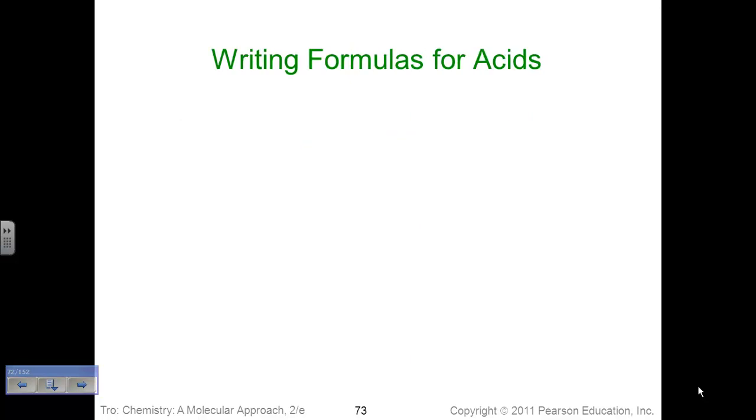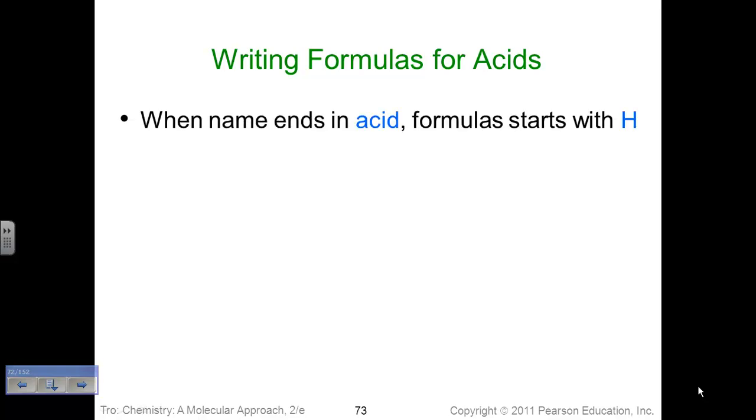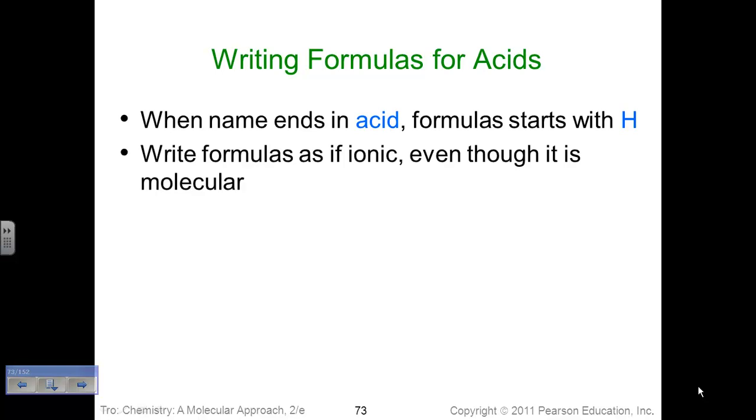Let's try the opposite direction. What if we hear a name and are asked to write its formula? Well, when you see the ending acid, right away you know it starts with an H. That's how we denote acids. So the positive ion is guaranteed always to be H with its +1 charge. Always the starting element, a hydrogen ion. We write formulas as though they were ionic, considering charges.